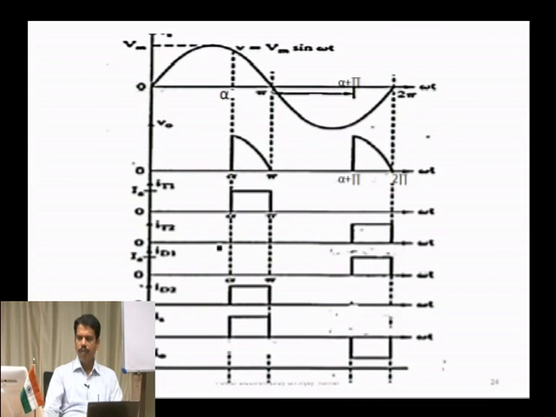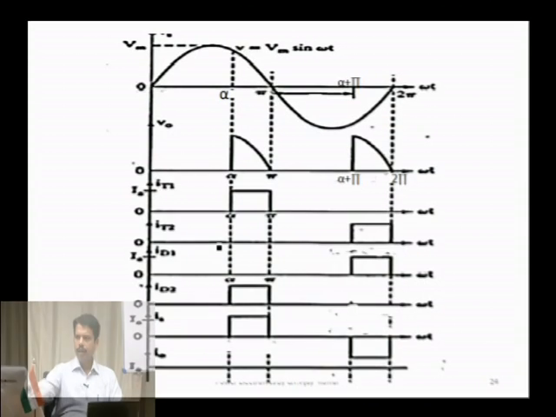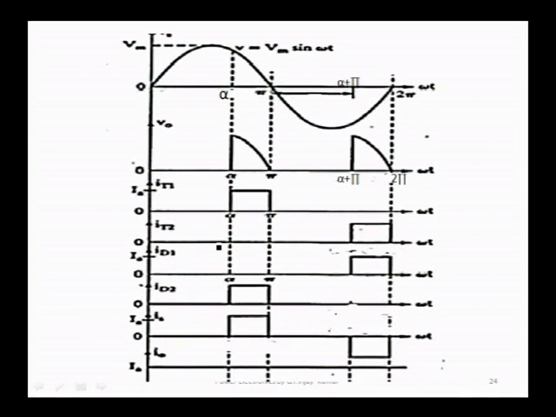These are the waveforms. See the supply waveform here, it is fired at an angle alpha. This is called the firing angle. This is the output voltage, which appears between alpha and 2 pi.